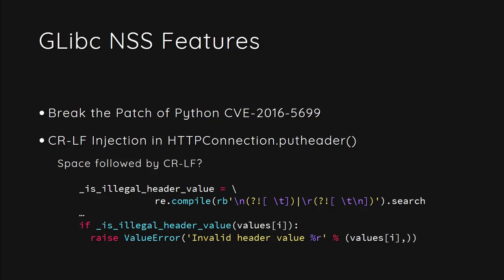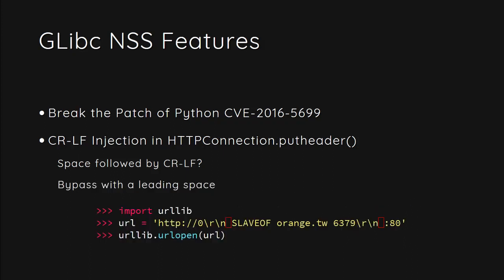But Python makes an exception of the tab and space followed by the new line. So we can break the patch by a leading space. You can see with the space, the urllib and urllib2 are vulnerable again. But this brings out a new problem. There is one more leading space in our payload.